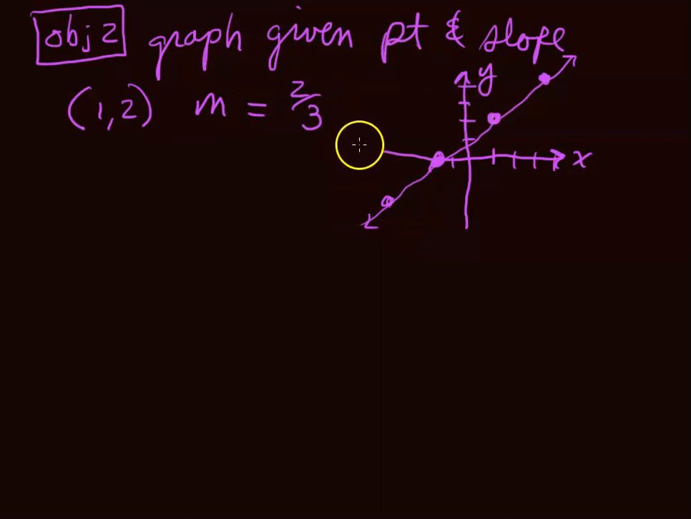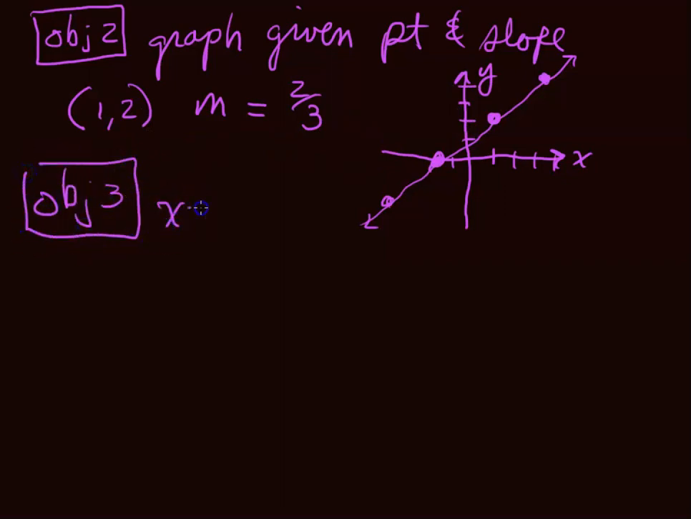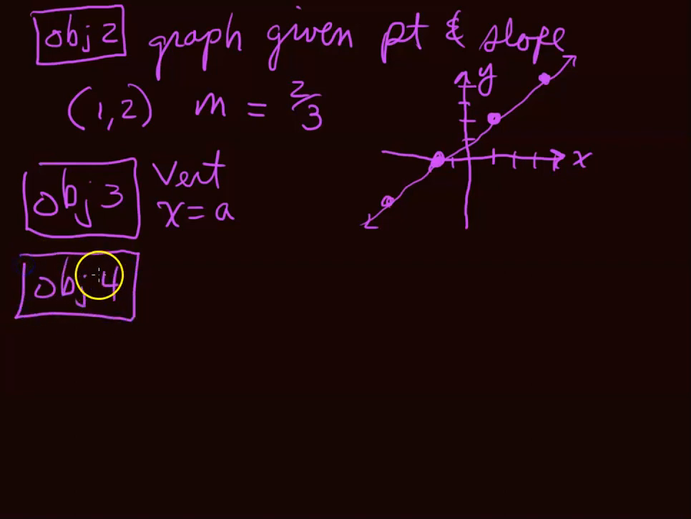We've done objective 3, vertical line. What is that again? Refresher, real quick, quiz. X equals some a, vertical line. Objective 4. The point-slope form and horizontal lines.